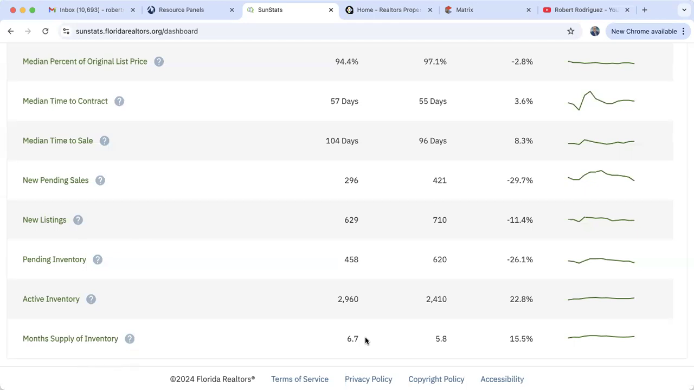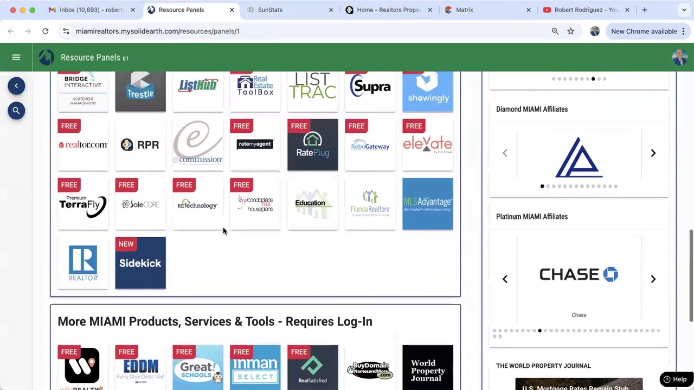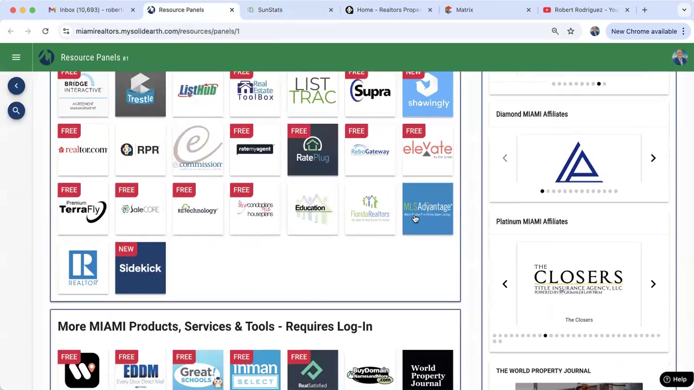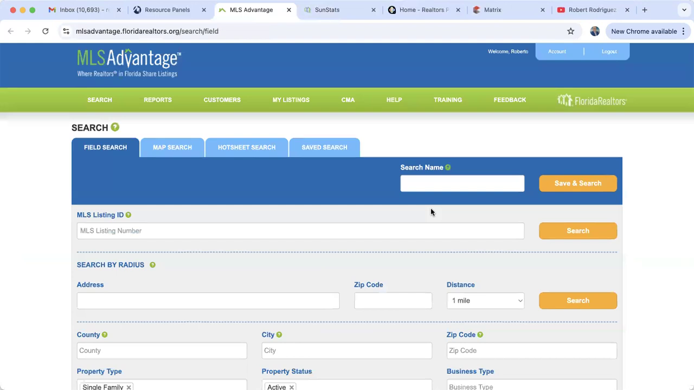All right, guys. Where do you go to find properties in Cape Coral, since we are MLS users of South Florida, Southeast Florida? Well, when you go to your resource pages, you want to go to MLS Advantage. MLS Advantage is a statewide MLS, guys. You have access to properties in places like Cape Coral, Tampa, Orlando, St. Augustine, Daytona, Tallahassee.